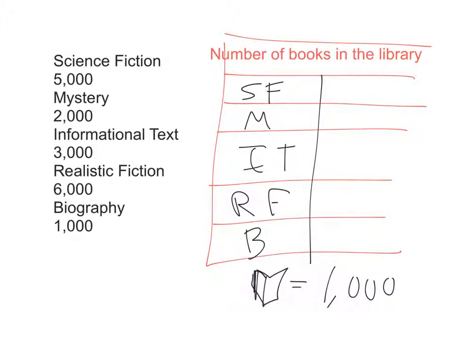Now I can draw a picture for each category, or each genre. So science fiction has 5,000 books, so that would be 5 pictures.